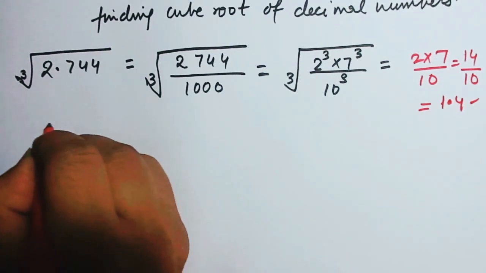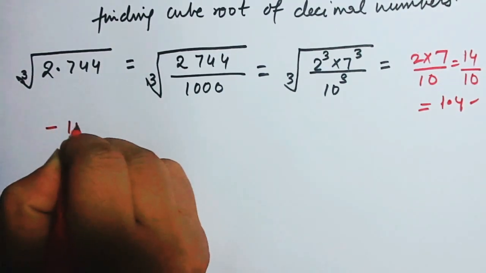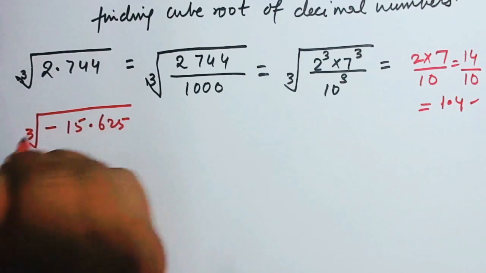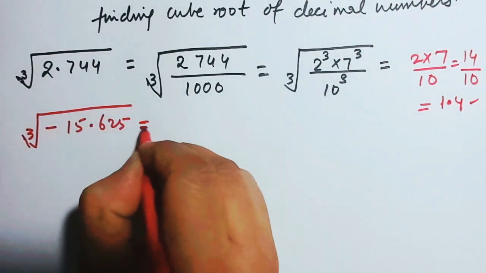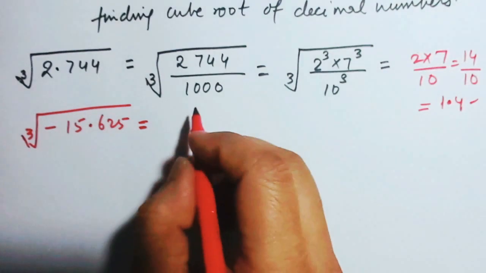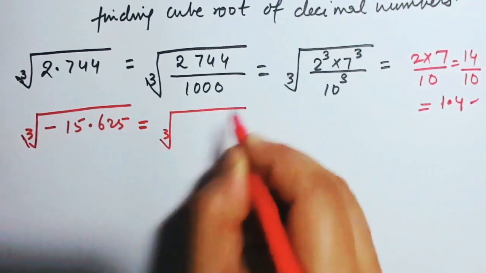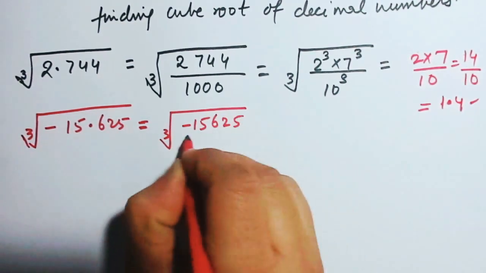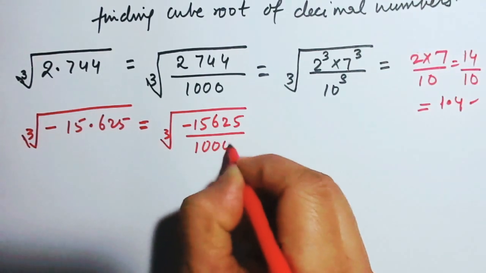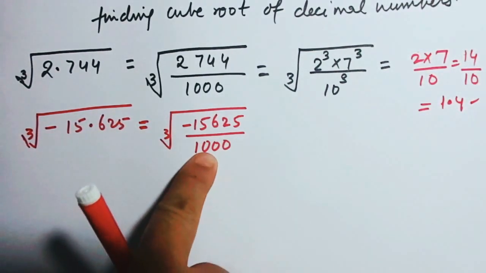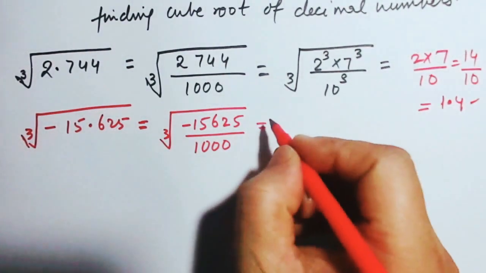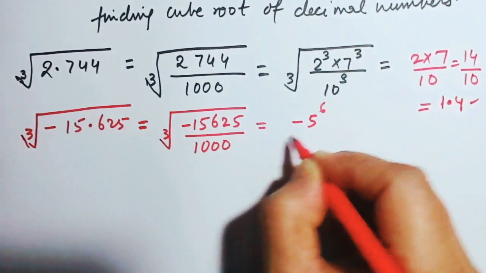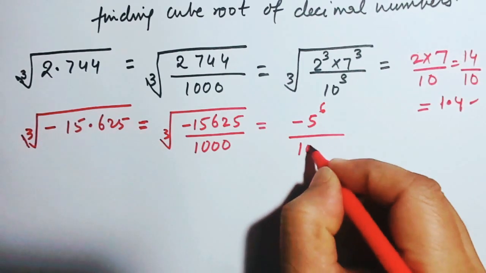If you have a negative decimal, minus 15.625. Now all these sums can be done only when you practice. Without practice you cannot. If you just keep on looking at the sums, nothing can be done. So cube root of minus 15625. I have removed its decimal, so it is 1000. You well know that the cube root of 1000 will be 10. Here you are going to get minus 5 to the power 6 when you factorize it, and here 10 to the power 3.